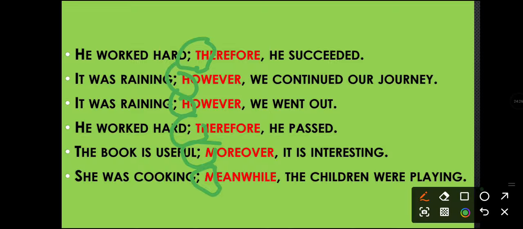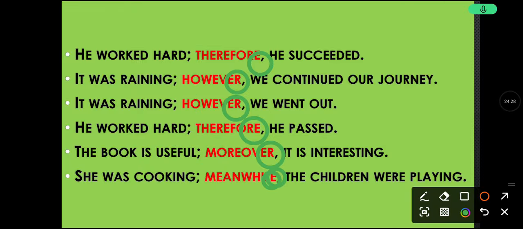After that there is a comma. Just look at the comma. Look at the circles: there is a comma after therefore, after however. So conjunctive adverbs combine two independent clauses. After the first independent clause there are semicolons, and after conjunctive adverbs there are commas, and after that the remaining independent clause. So this is the main feature of conjunctive adverbs.